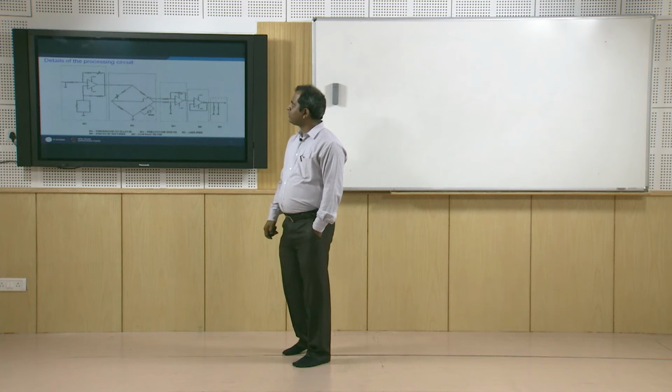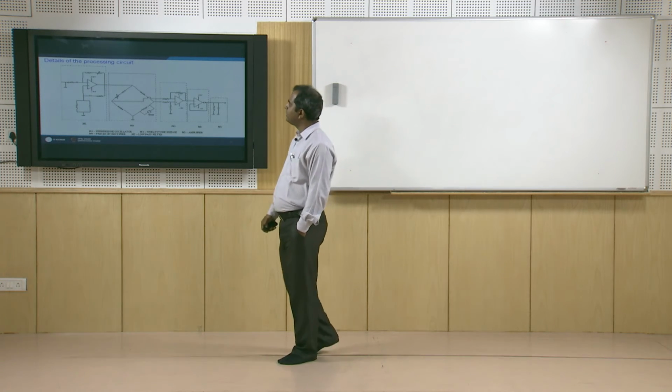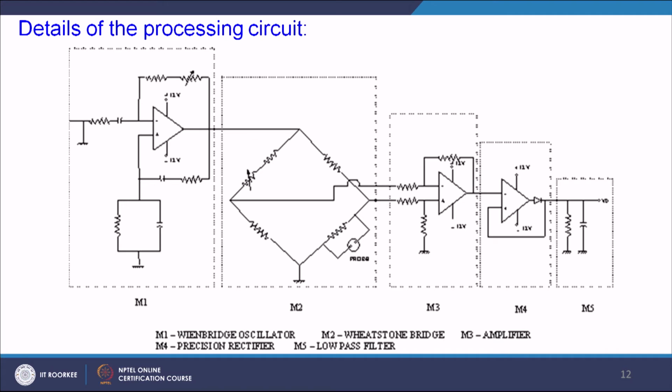So, let us see the details of the processing circuitry. Here we have a few components in the processing circuitry. First one is a Wien bridge oscillator. We will also have a Wheatstone bridge, and the probe is connected in one arm of the Wheatstone bridge.